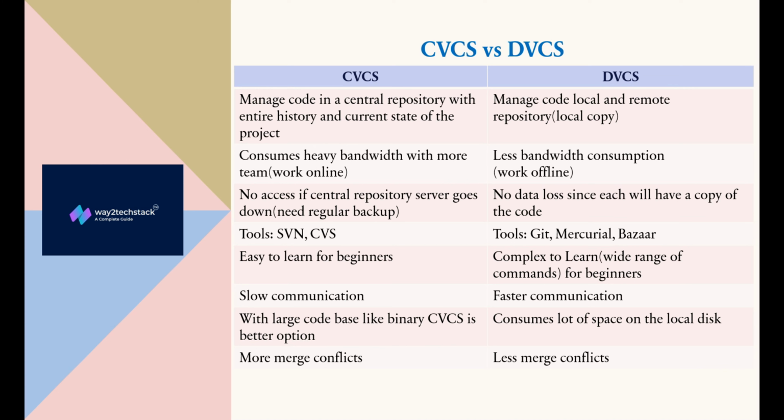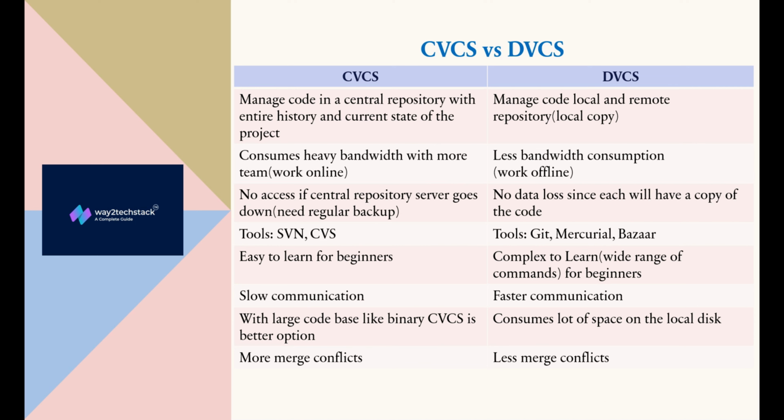Now, what are the tools we have in CVCS? One is Apache Subversion and CVS. Whereas in DVCS, the examples are Git, Mercurial, and Bazaar. Now, what about learning? CVCS is easy to learn for beginners because you will not face many conflicts, and it is easy to understand. Whereas in DVCS, we have complexity because we use a large number of commands like revert, reset, merge, fetch. There are many other things. That's the reason why for newcomers, it may seem complex, but it is not. We can easily understand the concept of DVCS, even from this session.